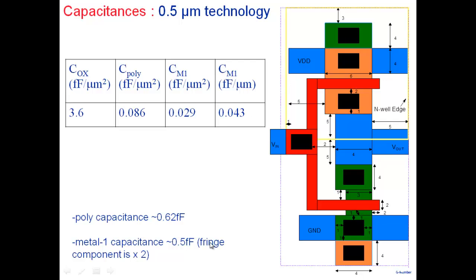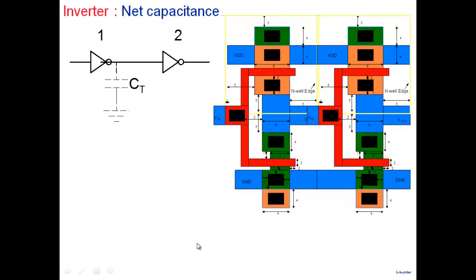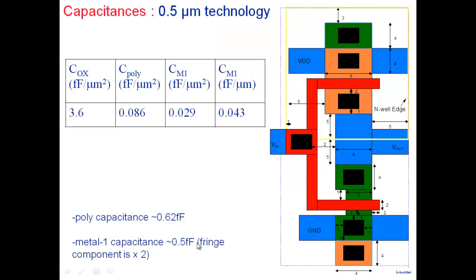All these look very small, 0.62 femtofarad, 0.5 femtofarad. So we have to get used to these femtofarads at this scale. The capacitances are really small. Now, how are they important?